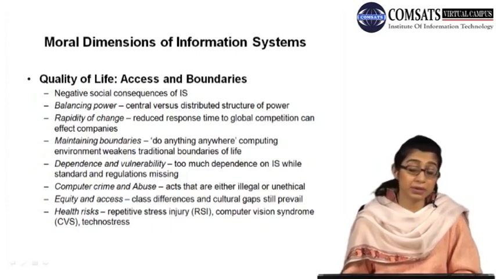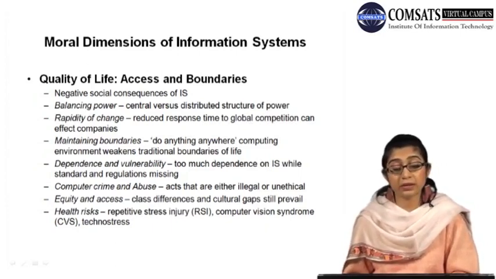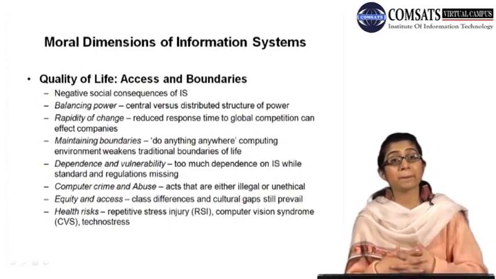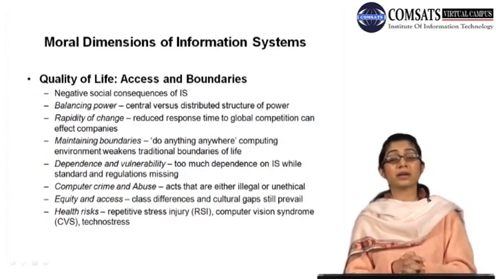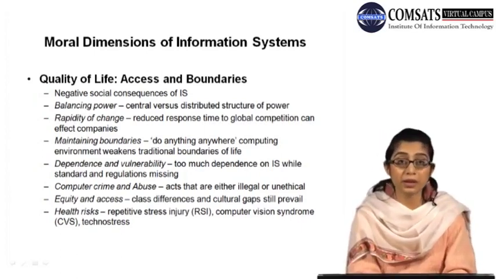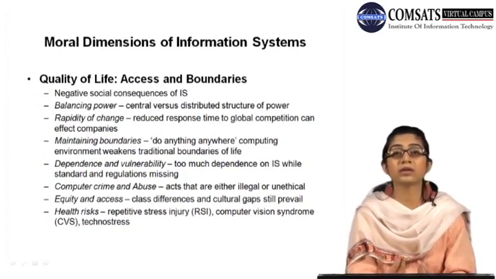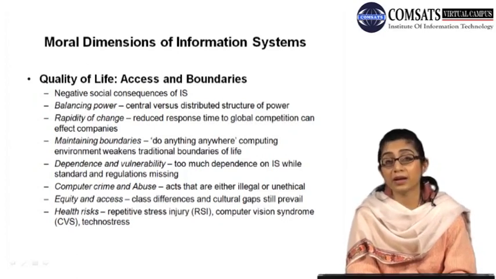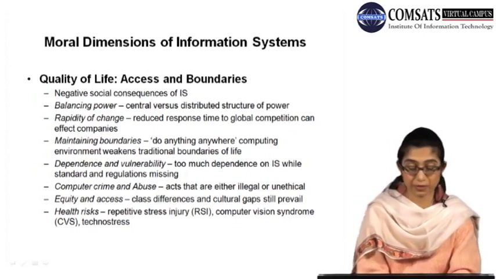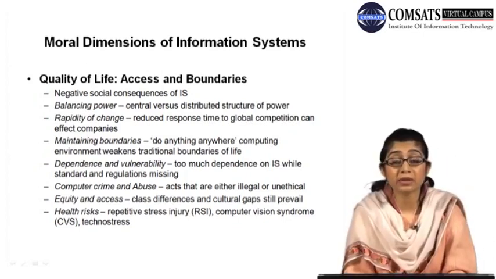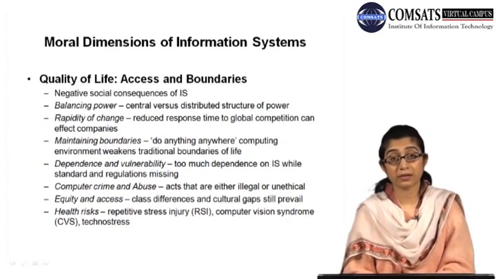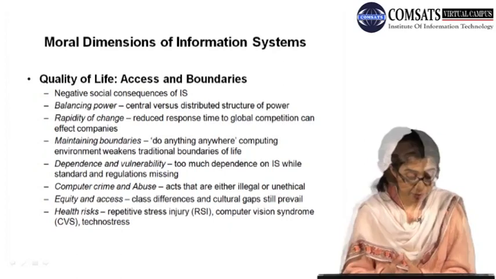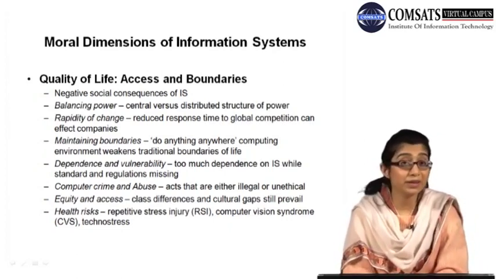Then we talk about computer crime and abuse, acts that are either illegal or unethical. We've talked about crime and abuse before as well. Computer crime, let me remind again, was any kind of act that was involving the use of computers or targeting a certain computer, while abuse means any kind of act that is unethical that involves different kinds of computers. For example, spamming is an unethical act and it's a computer abuse, and it's still not illegal. But in some countries, spamming is still not illegal.